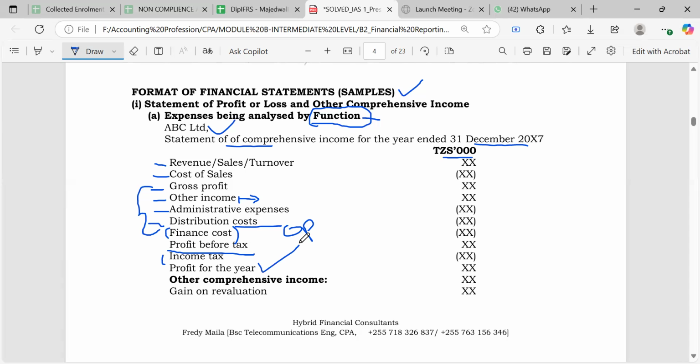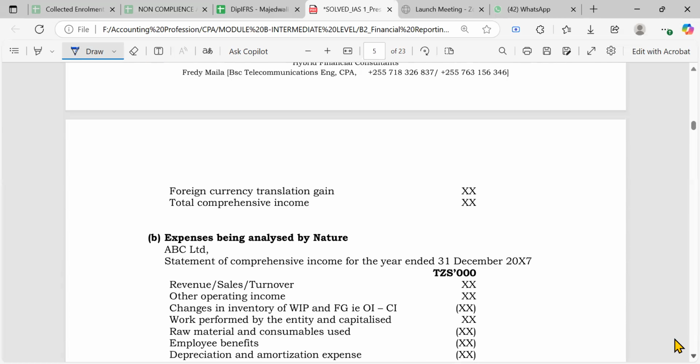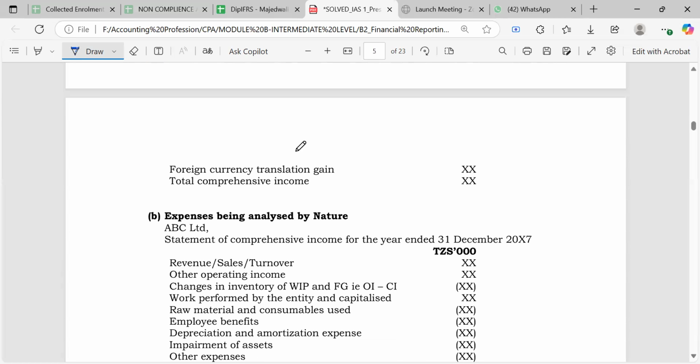After getting profit for the year, you have the OCI, other comprehensive income, which I hope you are well versed in, right? Gain on revaluation. Yes. PPE. Yeah, that's good. And intangible assets, IAS 38. Other examples could be foreign currency translation. Again, you would see these ones. Normally they won't be under other comprehensive income where it's for foreign currency translation.